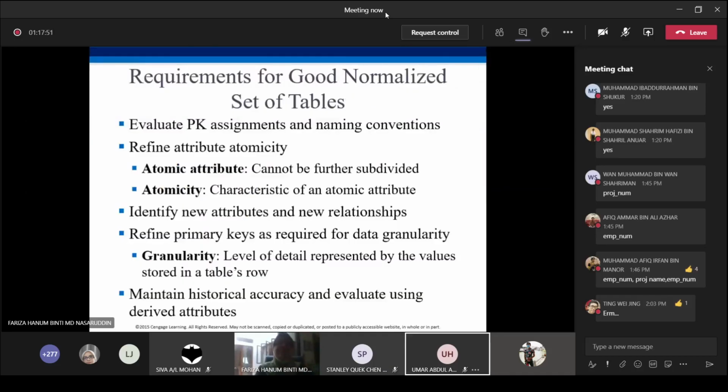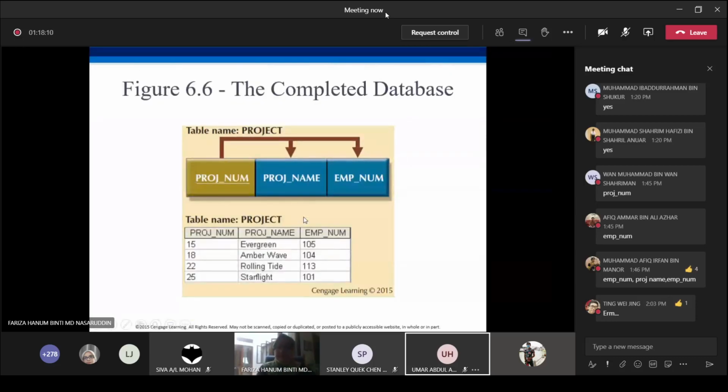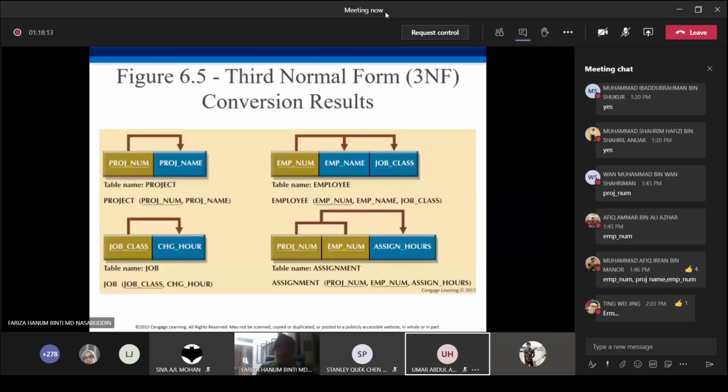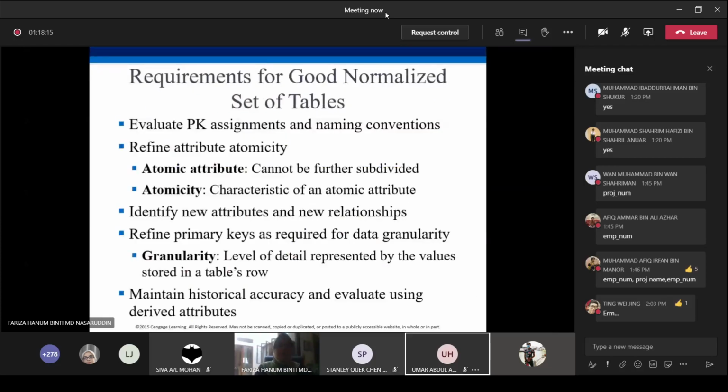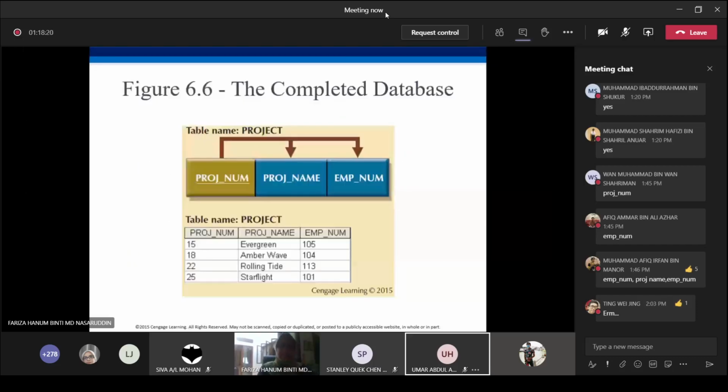All right. So things that you want to look at is, you may want to look at your naming conventions. All right. You want to see whether your data can be further subdivided or not, atomicity, right? And then sometimes you may even want to add some new attributes and so on. Okay, let's look at an example. Project.